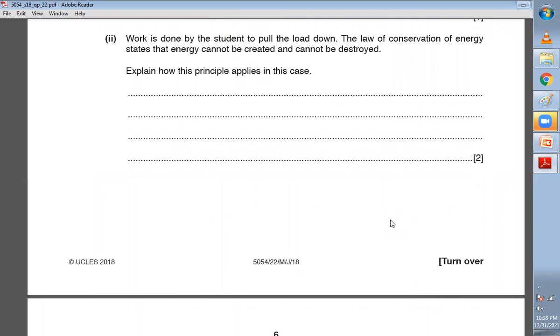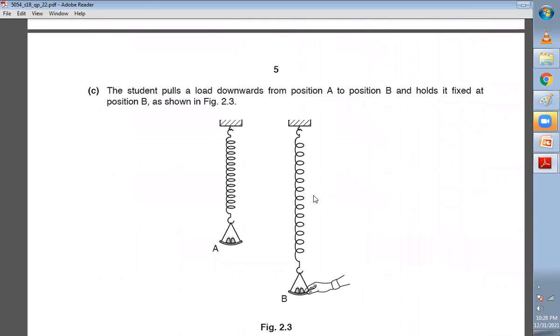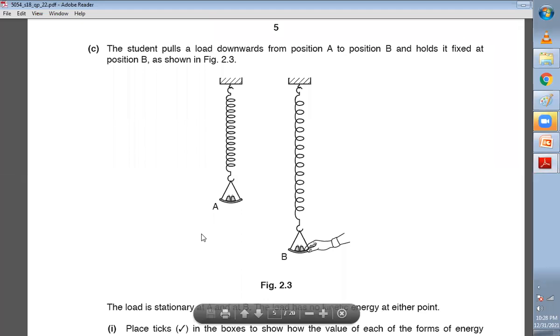Work is done by the student to pull the load down. The law of conservation of energy states that energy cannot be created and cannot be destroyed. Explain how this principle applies in this case. You see, when the student has pulled it down from position A to position B, the student has chemical potential energy inside. So when he worked, he applied his energy, so there will be a decrease in the chemical potential energy of the boy.